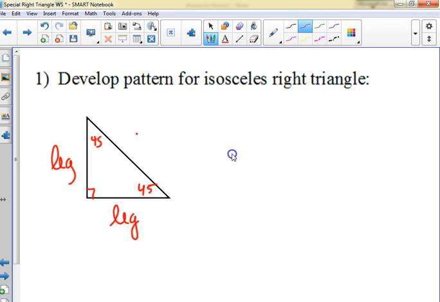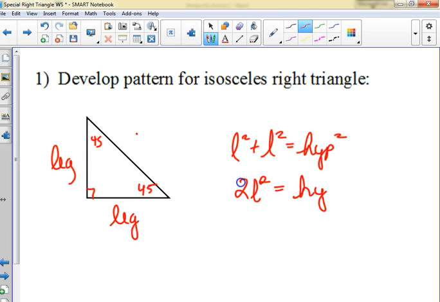Pythagorean theorem. We can go leg squared plus leg squared equals hypotenuse squared. Well, what's an L squared plus an L squared? Please get this right. 2L squared. There we go. So if we want the hypotenuse by itself, what do we need to do? Square root both sides. Okay? The square root of L squared would be L, and then we'd have a square root of 2.